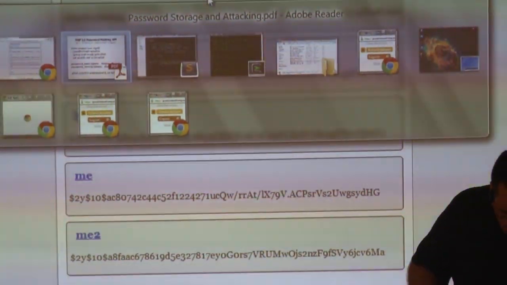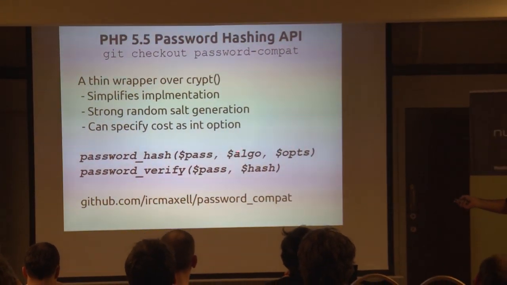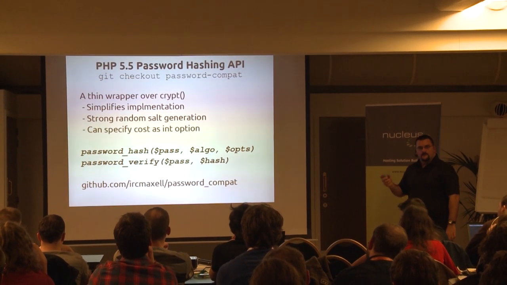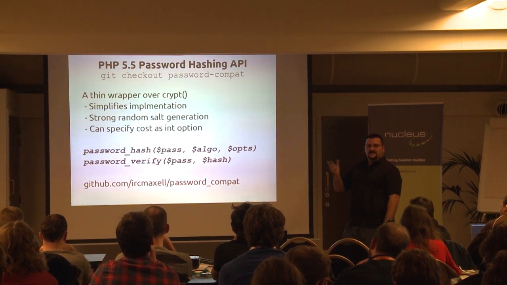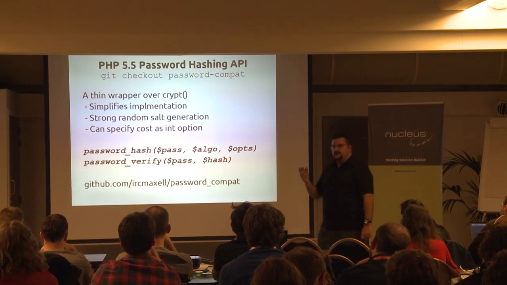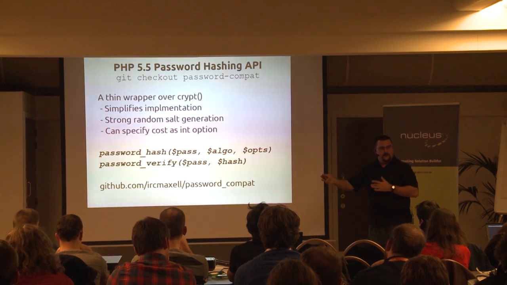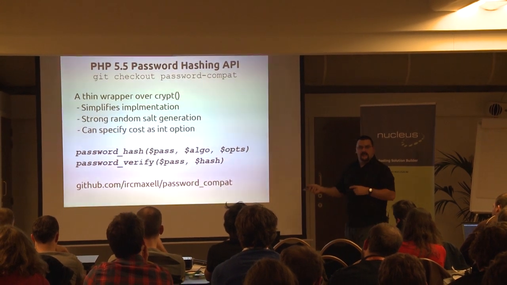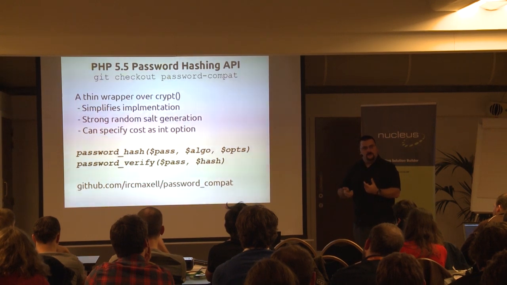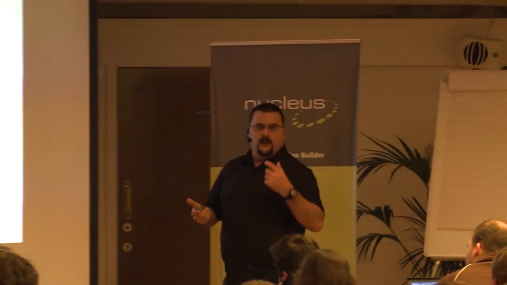So since the password hashing API is a thin layer over crypt, we can actually update the algorithm and the options for newly created hashes while still having the old hashes work. However, that poses a problem. When a user with an old hash logs in, their password is still the old hash. We want to upgrade that. So with the needs_rehash function, you can pass in that old hash and the options that you're going to use for new hashes, and it'll give you a Boolean result of, is this good or do you need to rehash and store the password again? So it gives you an upgrade path.